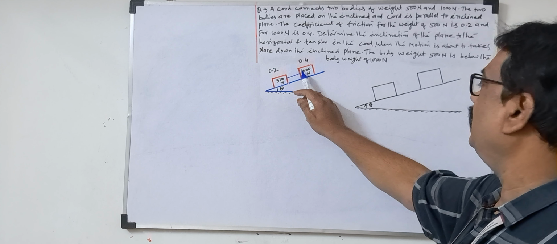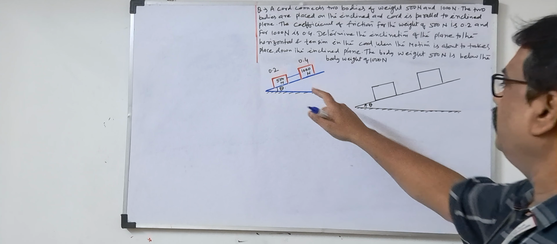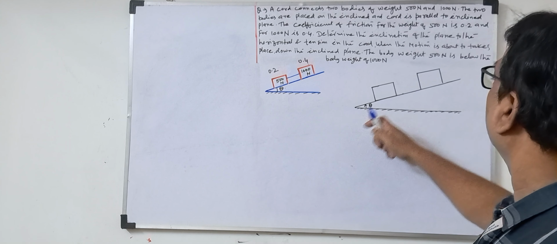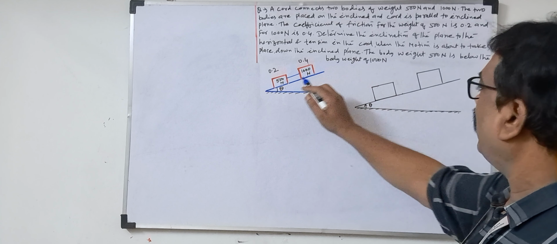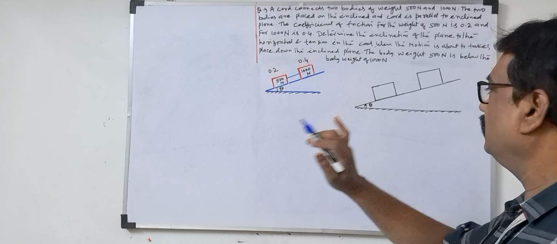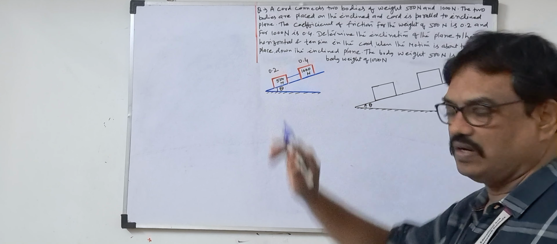So these two 500 and 1000 Newton bodies are connected. So here tension will be created between the two blocks, and they are asking for the tension. And what is given? The 500 Newton block is below the 1000 Newton block. That is the given question, so for this question, I draw this diagram.